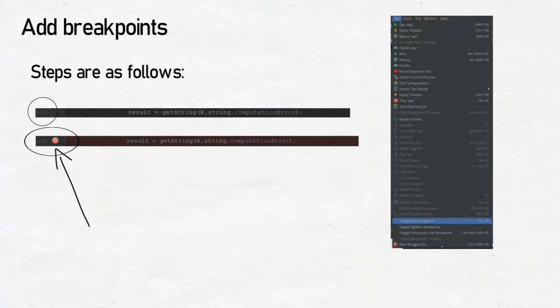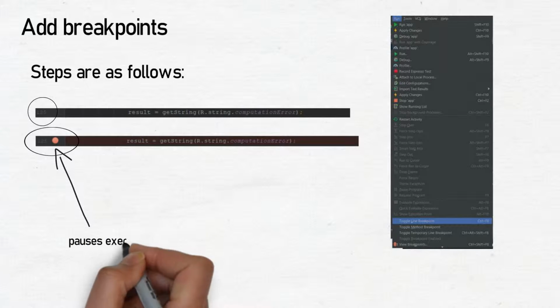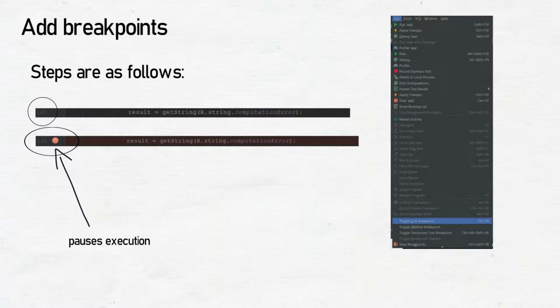When your code execution reaches the breakpoint, Android Studio pauses the execution of your app. You can then use the tools in the Android debugger to view the state of the app and debug that app as it runs.